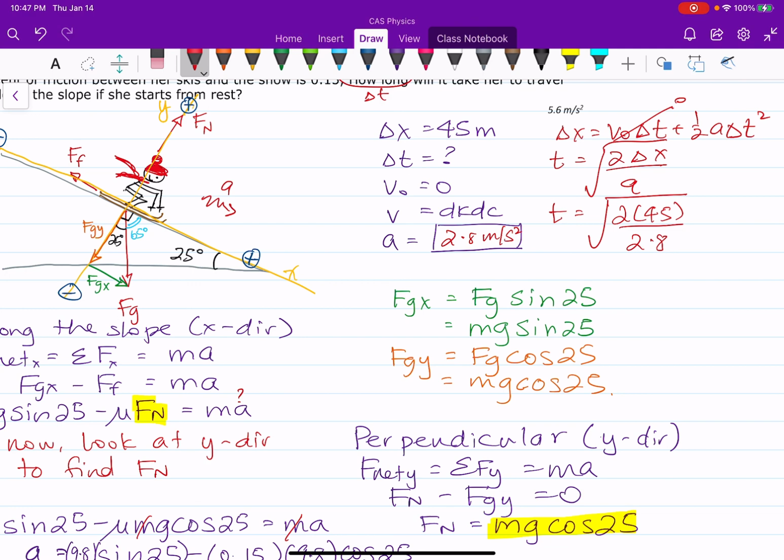So our t works out to 5.7. T equals 5.7 seconds. So my units were wrong that I wrote the answer in. So here's the time. And that's the answer. That's a lot of work.